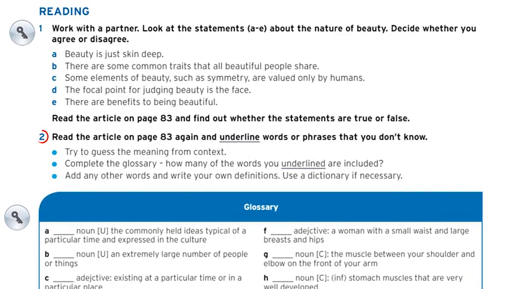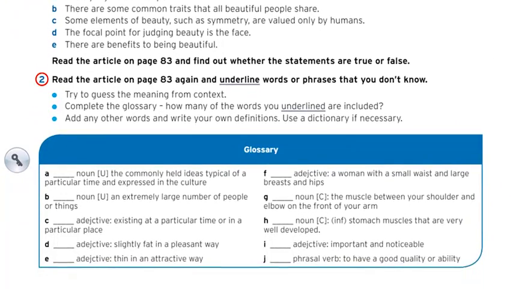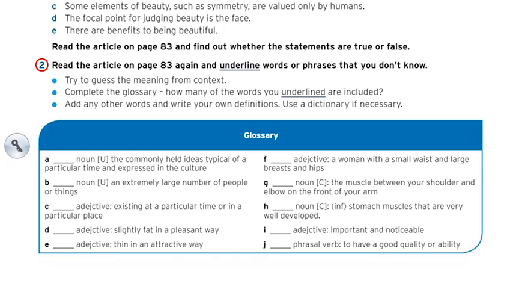Now, in exercise number 2, it says read the article on page 83 again and underline the words or phrases that you don't know. Okay, so you're going to go to the lecture and underline the words you don't know. First, you're going to try to guess the meaning from the context. Then you're going to complete this glossary and see how many of the words you underlined. And finally, you're going to add any other words and write your own definitions. You can use a dictionary if necessary.